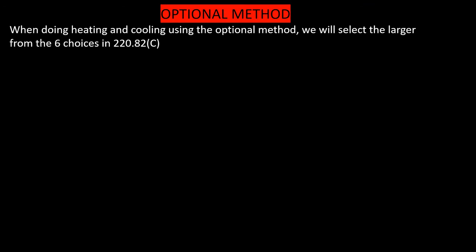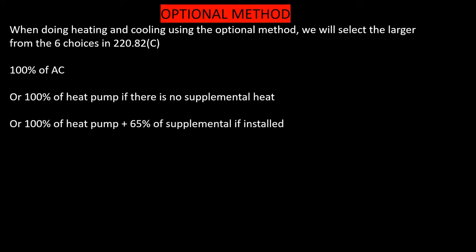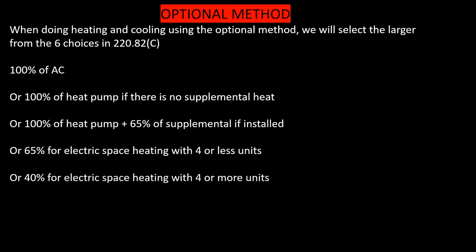All right, so when we're doing heating and cooling using the optional method, we're actually going to select the larger of the 6 choices that are listed in 220.82(C). And it'll be any one of the following, whichever one is the largest. So 100% of the AC, 100% of the heat pump if there is no supplemental heat, 100% of the heat pump plus 65% of the supplemental heat if installed, 65% of electric space heating with 4 or fewer units, baseboard heating would be a good example, and 40% for electric space heating that has 4 or more units.